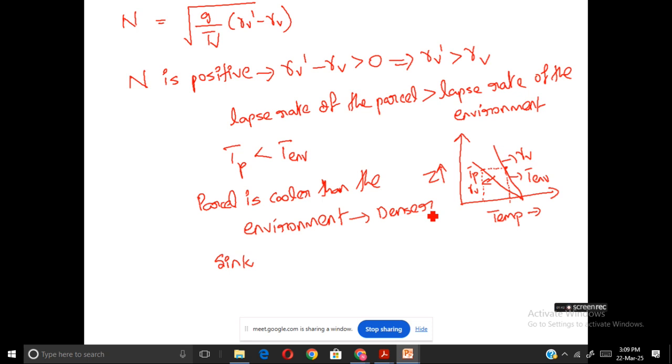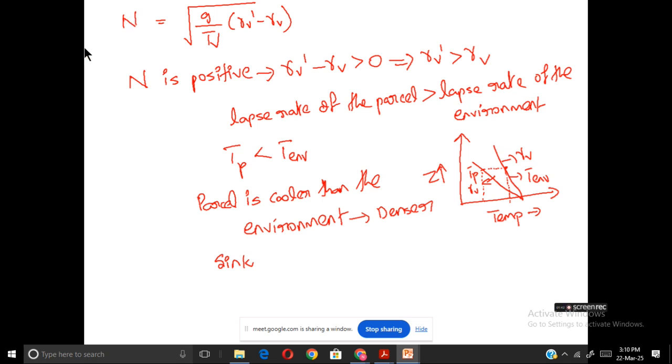Now the second case. So this is case 1, when n is positive.